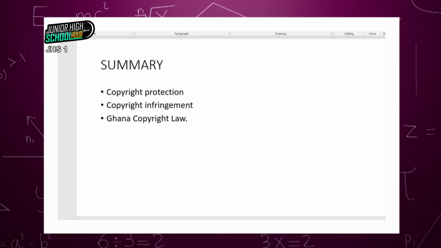But for music, it only protects you for 70 years after you have produced your music, or you have brought the music out for sale.